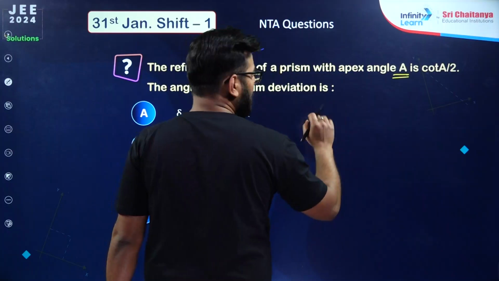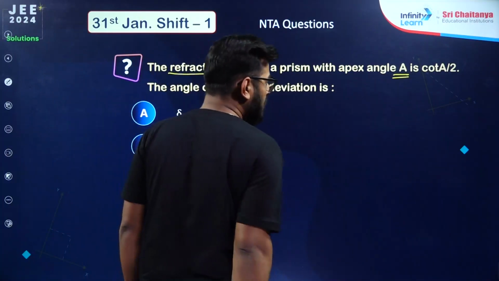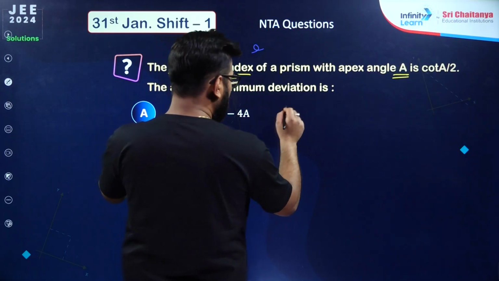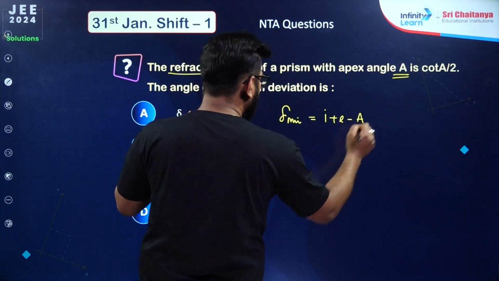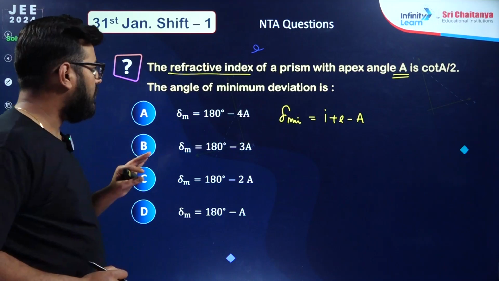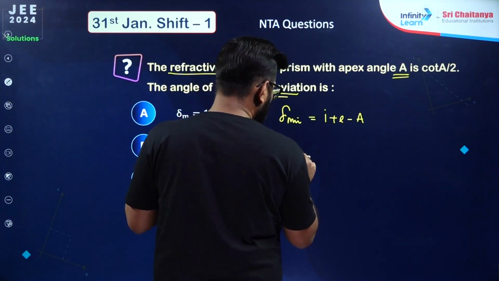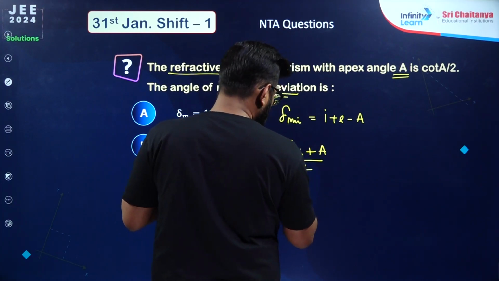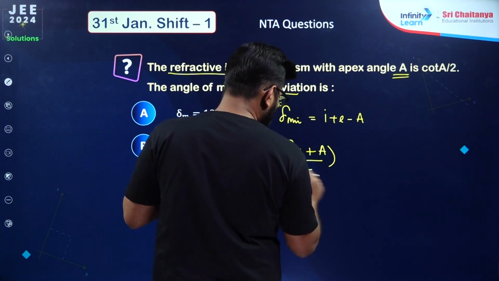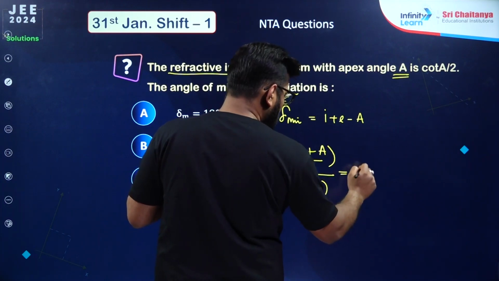Now the refractive index is given as cot A by 2, and we need to find out the minimum angle of deviation. So delta minimum is simply equal to i plus e minus A. And in terms of minimum deviation also, sine of (A plus delta minimum) by 2 upon sine of A by 2 is equal to nu over here, right?